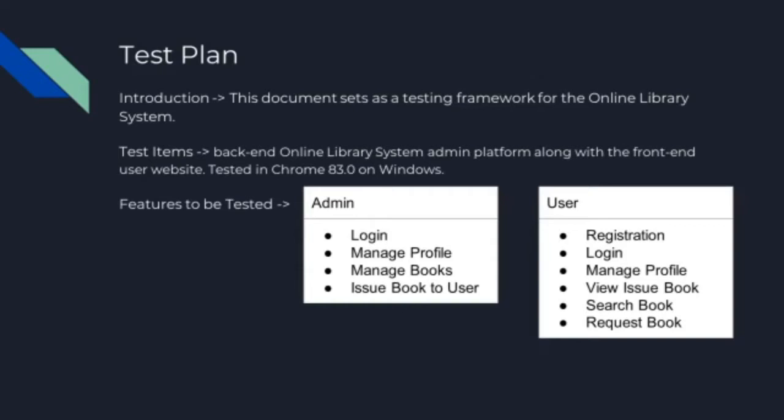This document serves as a testing framework for the online library system, and the test items are the backend online library system admin platform, along with the front-end user website. It will be tested in Chrome 83.0 on Windows, and the features to be tested are both admin side and the user side. For the admin side, it will be the login, manage profile, manage book, issue book to user part. And as for the user side, it will be tested on the registration, login, manage profile, view issue book, search book and request book part.